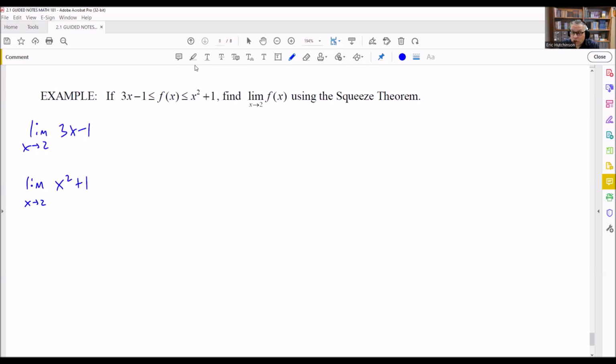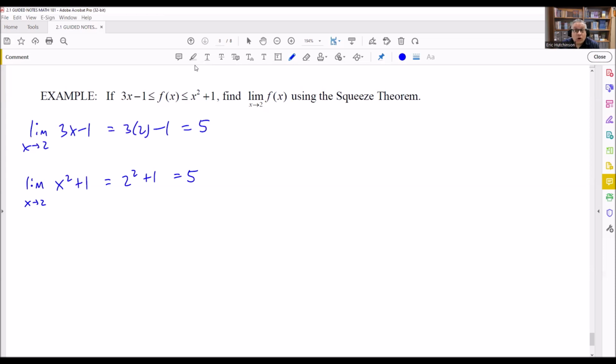So if I do this one, we can just put the 2 in there for x, so 3 times 2 minus 1, and that's going to give us 5. So we're going to do the same thing here. We're going to put 2 in for the x, so we get 2 squared plus 1, and that's also equal to 5.